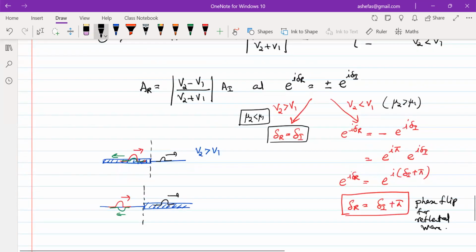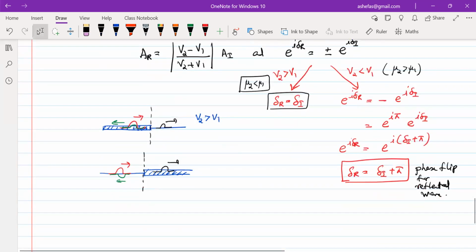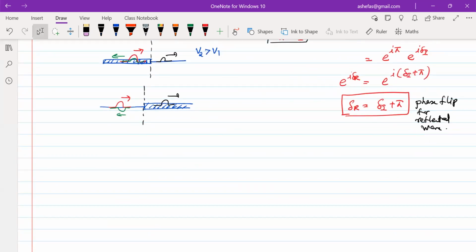Okay. Now, finally, we can write the real functional form of the incident wave and reflected wave if you want. So the reflected wave, we can write Fr of z,t. It is Ar cos of minus Kz minus omega t plus delta R. Here delta R can be delta I or delta I plus pi, depending upon this condition.